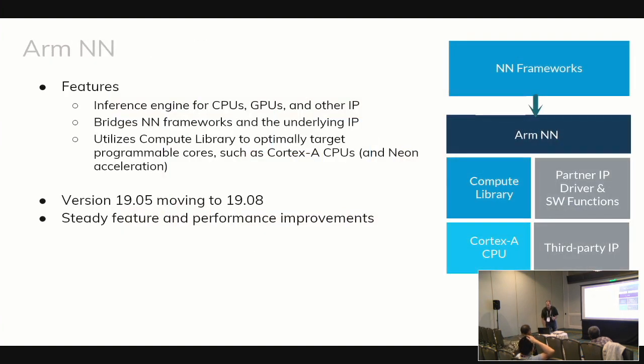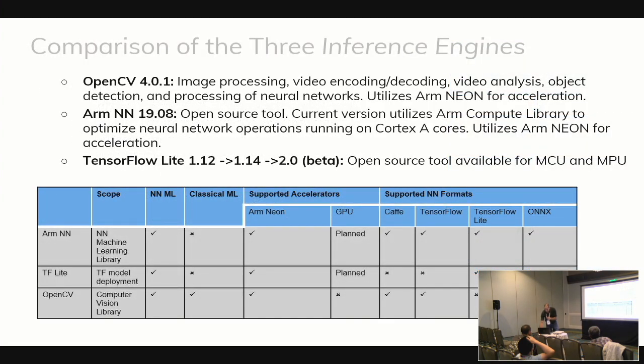Since everybody here knows about ARM-NN, I'm going to skip this slide. I will almost skip this slide too, except I want to point out one other advantage of OpenCV, which doesn't relate to neural networks: OpenCV also has classical machine learning algorithm support. So if you need to do SVM or random forest or some of the non-neural-network-based ML approaches, then OpenCV is still a good solution for that.